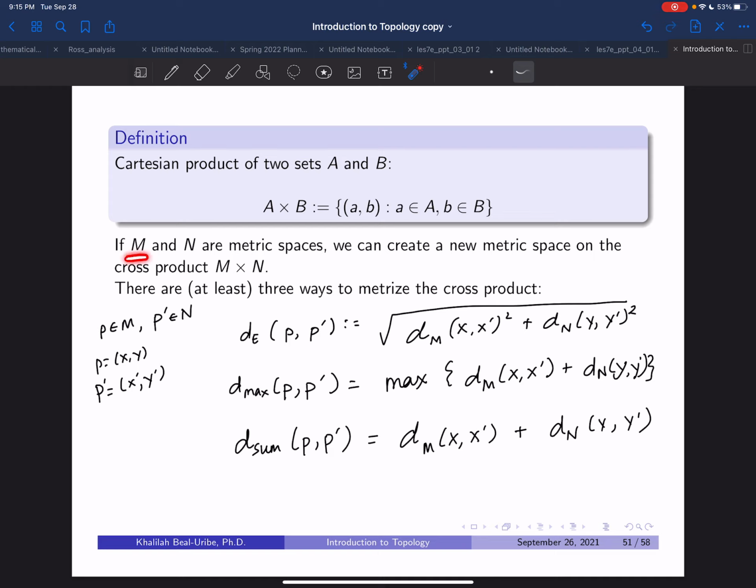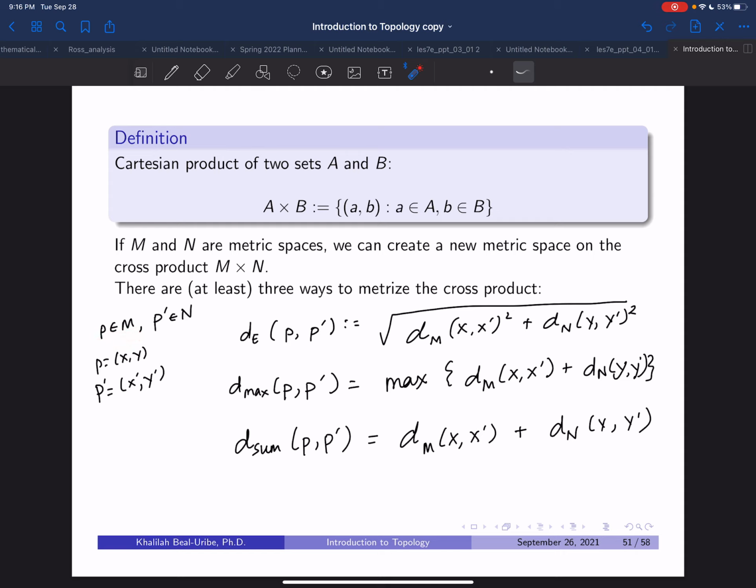Now, if we start off with two metric spaces, M and N, then three ways that we can metrize the cross product M cross N are given by the Euclidean metric, the max, and the sum. So we've seen these before because we went over these three examples when we were dealing with R cross R, with R2, okay? So let's just walk through this quickly.